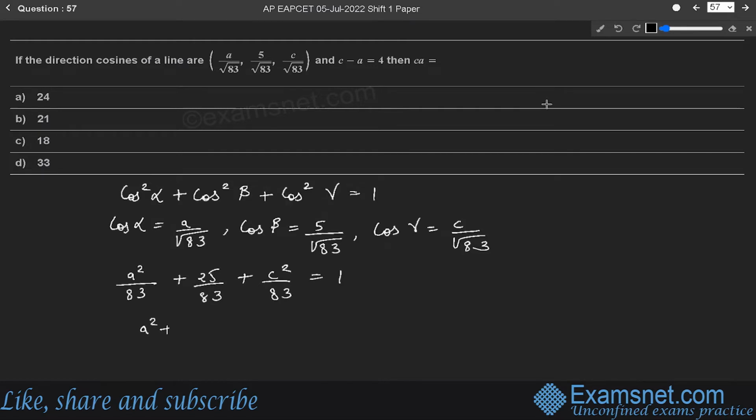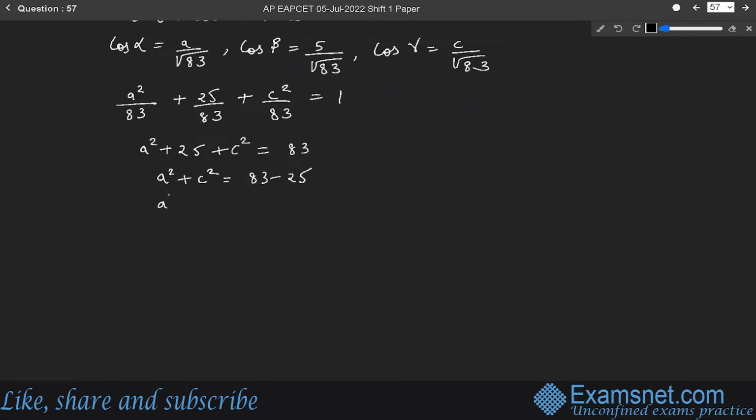So it can be a square plus 25 plus c square is equal to 83, or a square plus c square is equal to 83 minus 25. On calculating the value, a square plus c square is equal to 58. Let this be equation number 1. It is given in the question that c minus a is equal to 4. Squaring both sides in this equation, we will get c square minus a square is equal to 16. Let this be equation number 2.